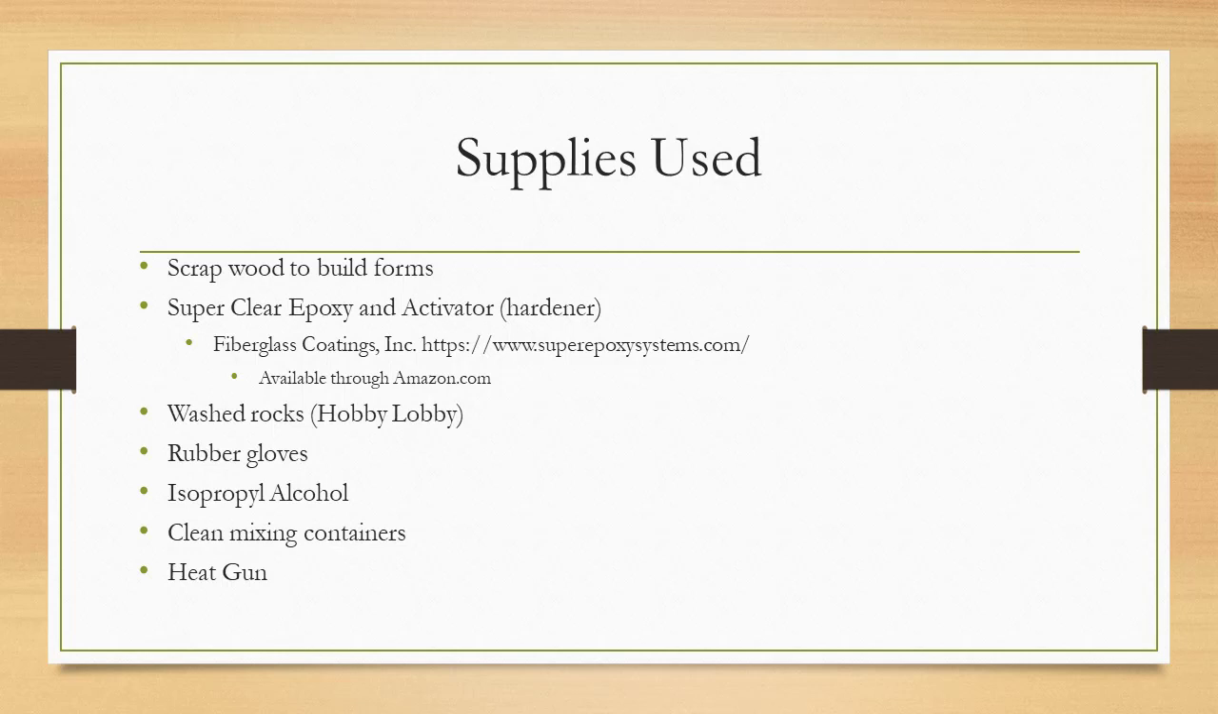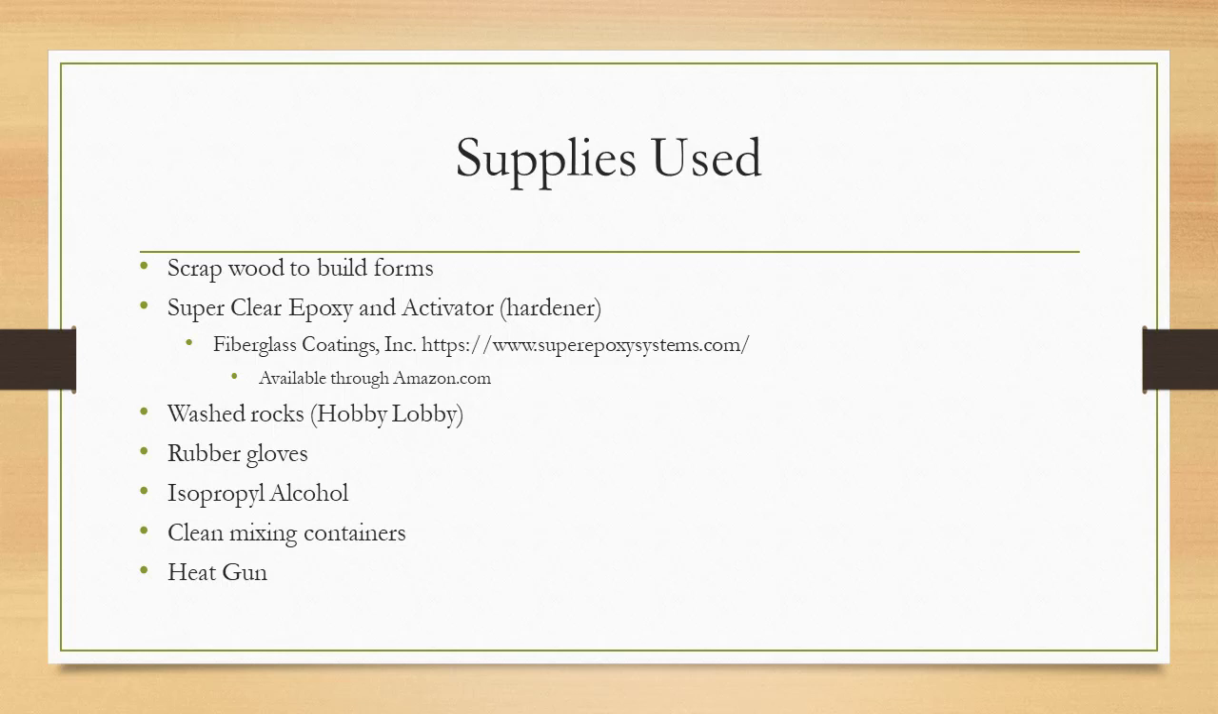Isopropyl alcohol, that is used on any edge that you're going to apply epoxy to. So before you put epoxy in, all your edges have to be wiped down with alcohol. The next step, make sure you have some clear mixing containers. I used several different graduated cylinders that I could simply use and then dispose of.